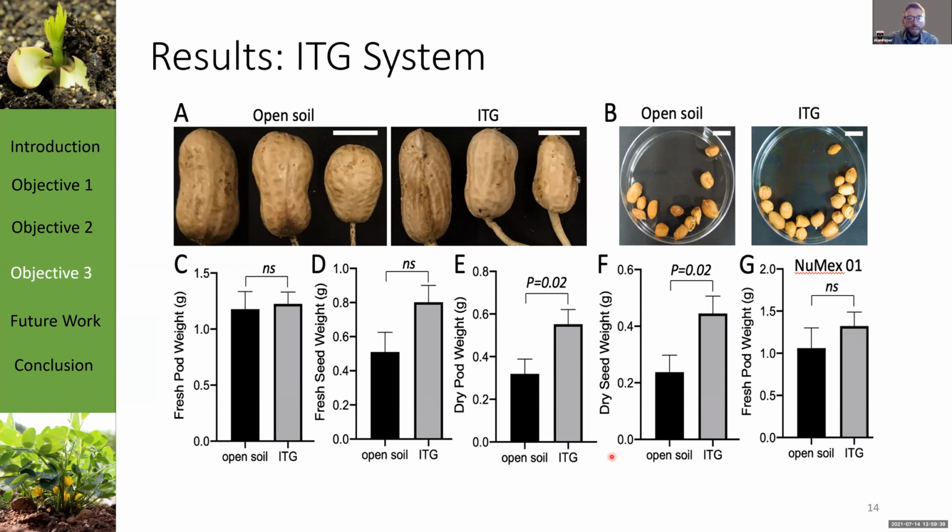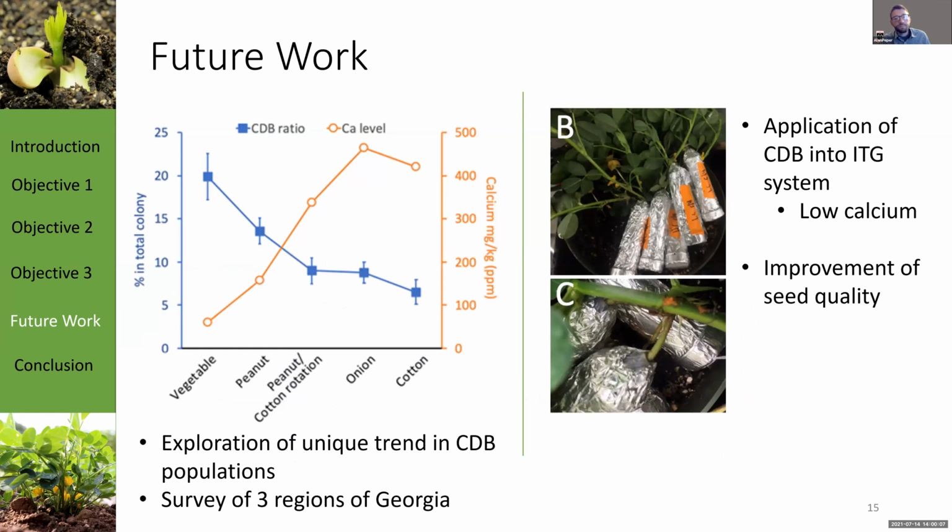And to be sure, this was in Georgia 06G, which is a relatively small runner type peanut. We chose to do it in New Mex Hyoleic 01, which is a Valencia type peanut that is relatively larger. And it also had no significant impact growing a larger size peanut within the tube. And so with this, we're able to use this system to monitor and add in our CDBs for future studies.